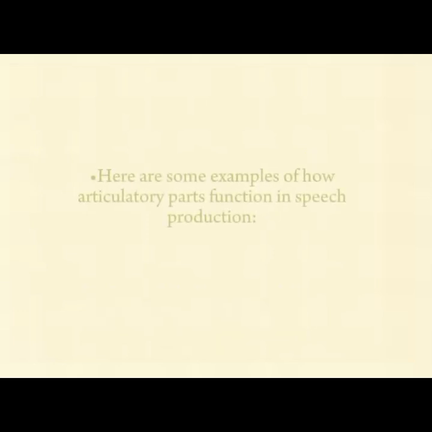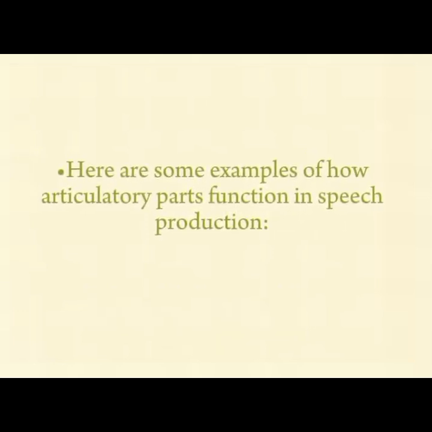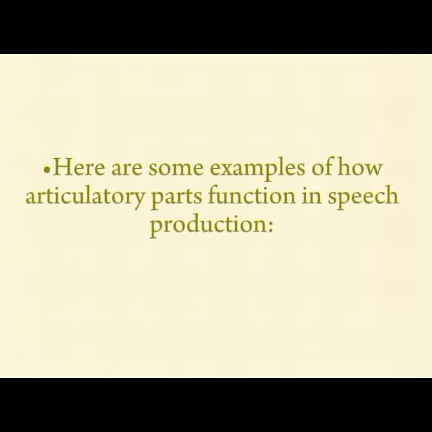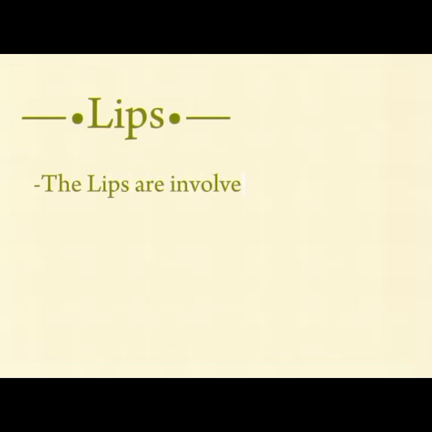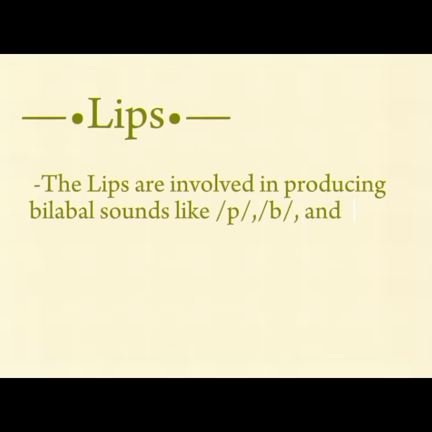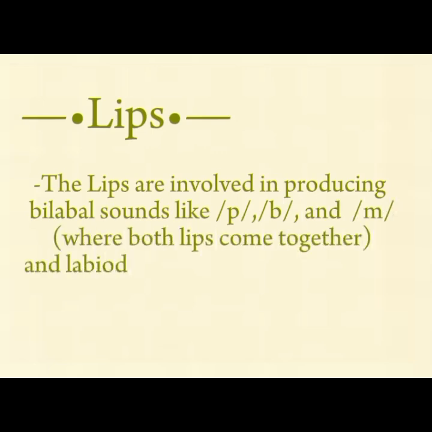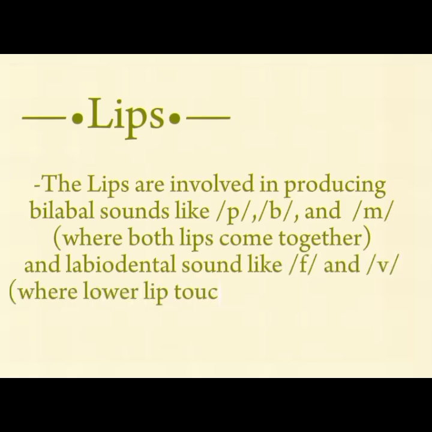Here are some examples of how articulatory parts function in speech production. First is the lips. The lips are involved in producing bilabial sounds like p, b, and m, where both lips come together, and labiodental sounds like f and v, where the lower lip touches the upper teeth.